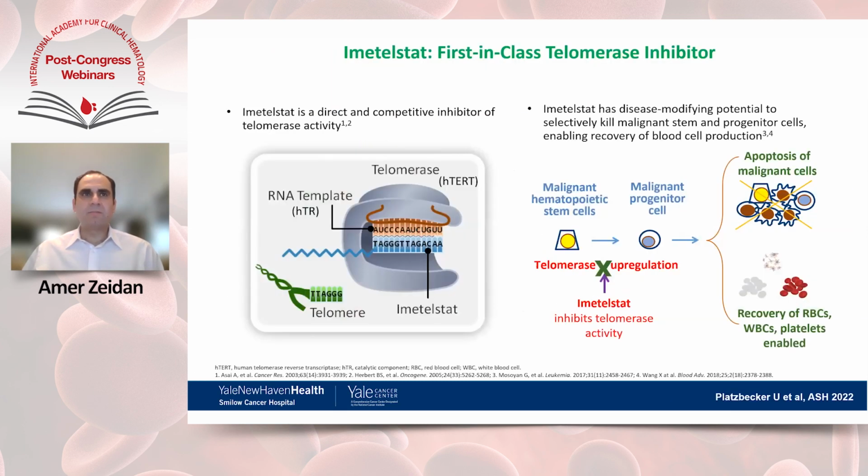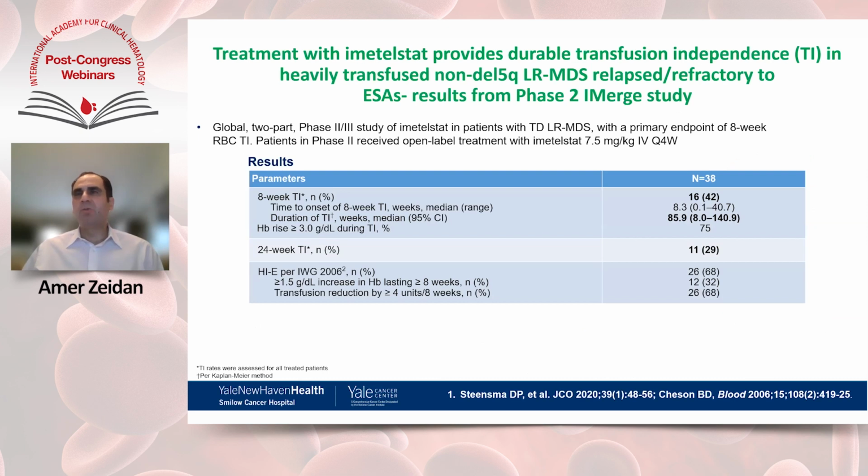Another important drug that's being studied is imetelstat, which is a first-in-class telomerase inhibitor. Imetelstat basically is a direct and competitive inhibitor and has disease-modifying potential, basically by killing the malignant stem cells and allowing recovery of erythropoiesis. And it has shown nice preclinical data. A phase 2 single-arm study was already done and published in JCO a couple of years ago now that showed that the use of this drug, which is given intravenously every 4 weeks, can lead to significant transfusion independence.